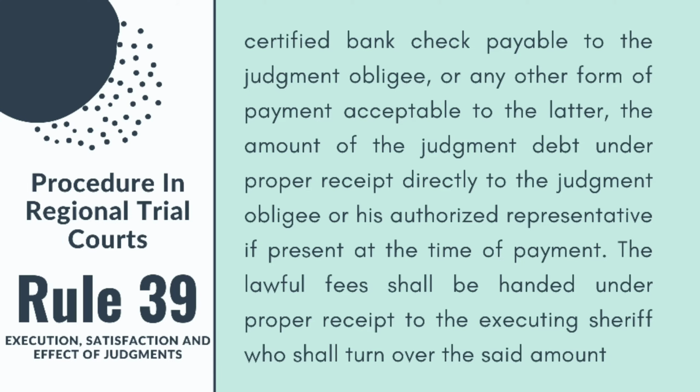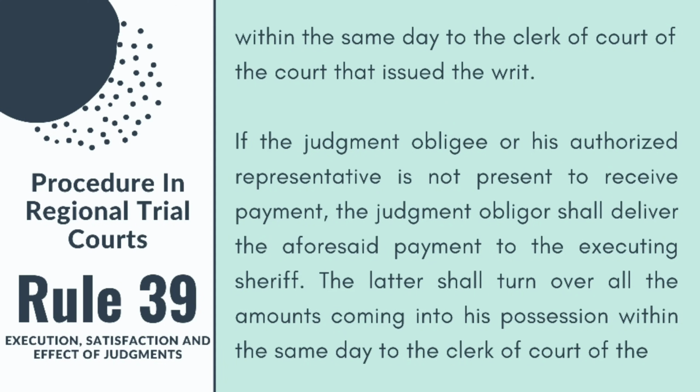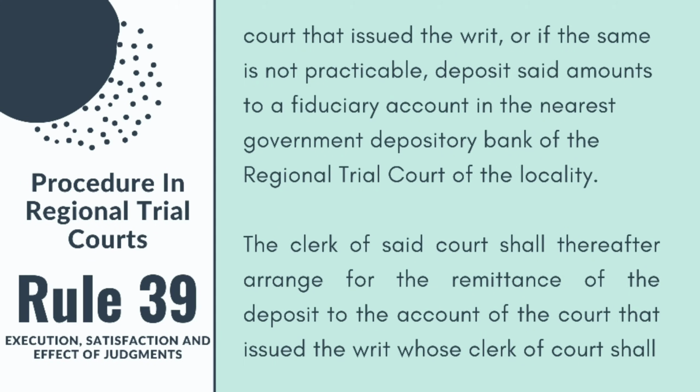The lawful fees shall be handed under proper receipt to the executing sheriff, who shall turn over the said amount within the same day to the clerk of court of the court that issued the writ. If the judgment obligee or his authorized representative is not present to receive payment, the judgment obligor shall deliver the aforesaid payment to the executing sheriff. The latter shall turn over all the amounts coming into his possession within the same day to the clerk of court of the court that issued the writ.